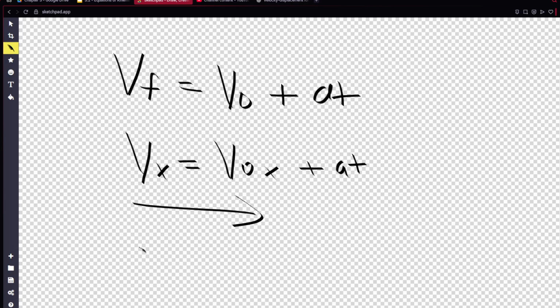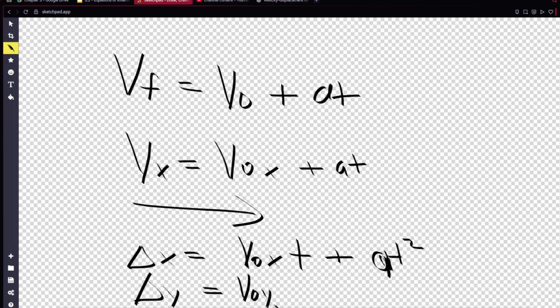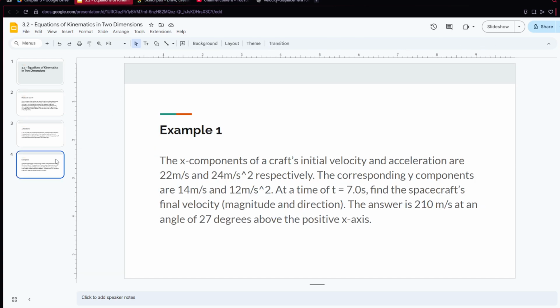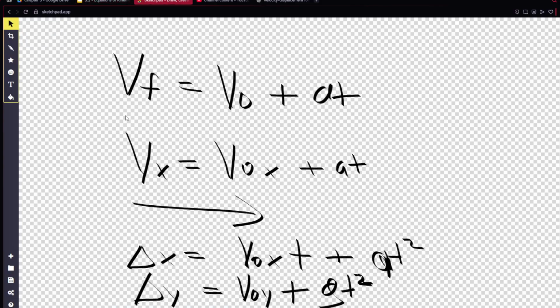In fact, we can do displacement as displacement equals Vox t plus AT squared. And delta y would be the exact same thing, V0y t plus, I guess it would be gt squared here because gravity is the y thing pulling it down, but it could be any acceleration downwards. So if we break the kinematic equation into 2 things, we can understand that. Now let's do an example here.